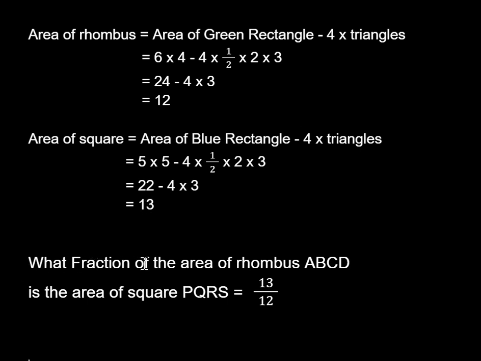So the question: what fraction of the area of rhombus ABCD is the area of the square PQRS? In this case it is 13 over 12.